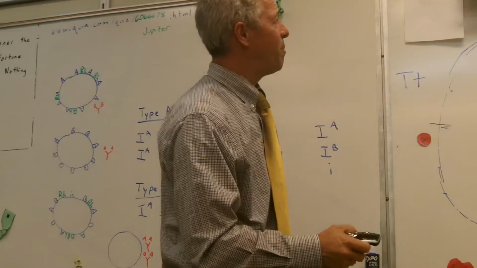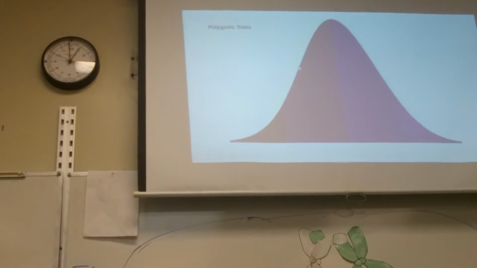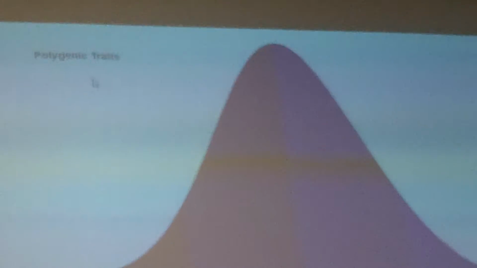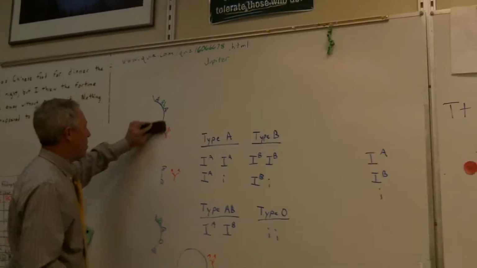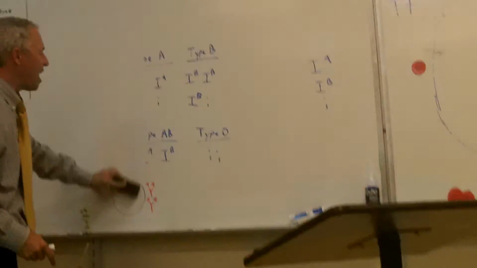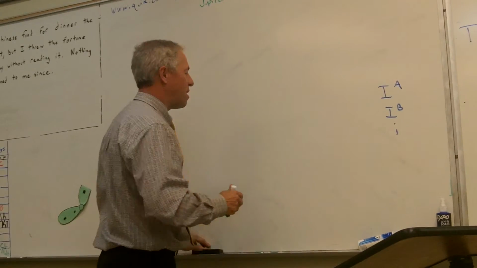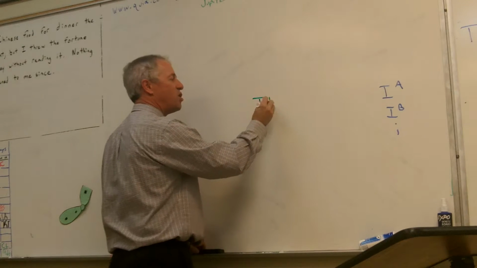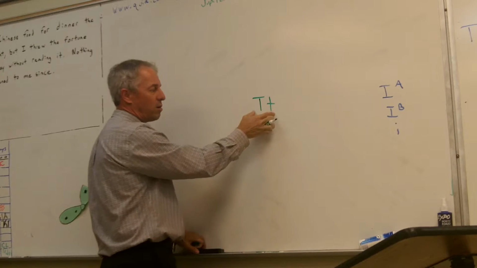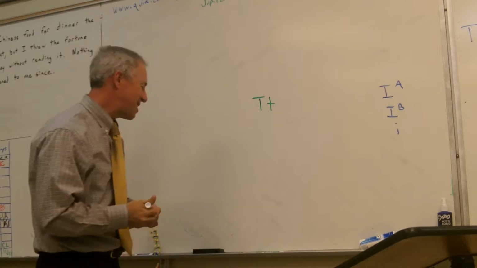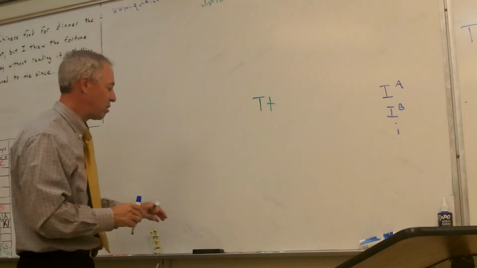Let's talk about, have you ever seen a bell curve? Yes, sir. This is polygenic inheritance. In polygenic inheritance, there's not just one gene for the trait. For instance, in Mendel's peas, it was just one pair of alleles that tells you if you're tall or short. But in humans, there's like 6 pairs of alleles that tell you if you're tall or short.